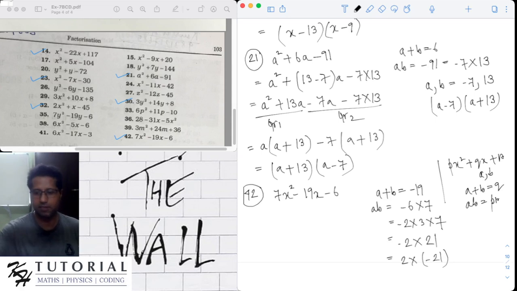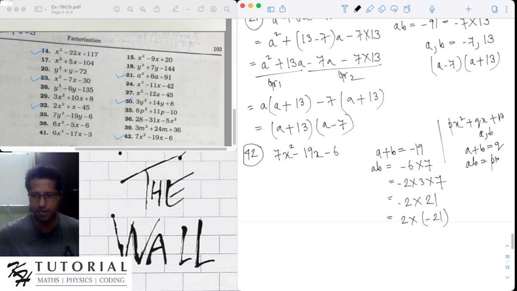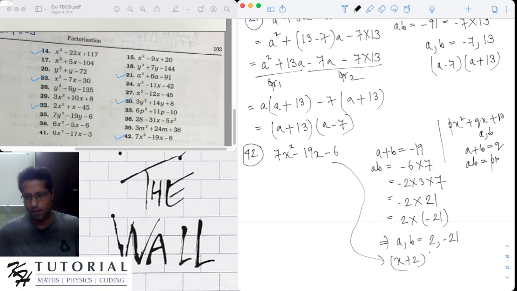Now you will see that minus 21 plus 2 is minus 19, and obviously their product is minus 6 into 7, that is minus 42. So I can say that A and B are 2 and minus 21. So directly, if you use the direct formula, the factorization will be x plus 2 and x minus 21.